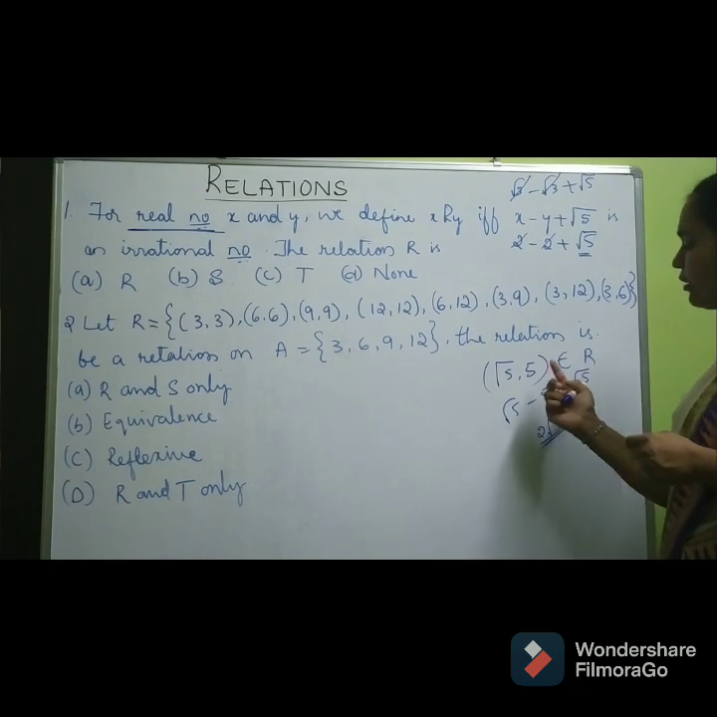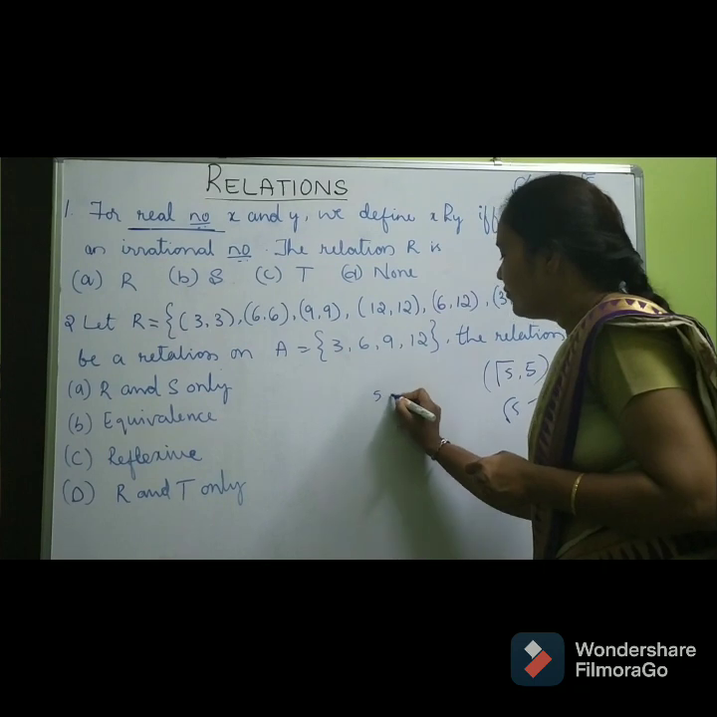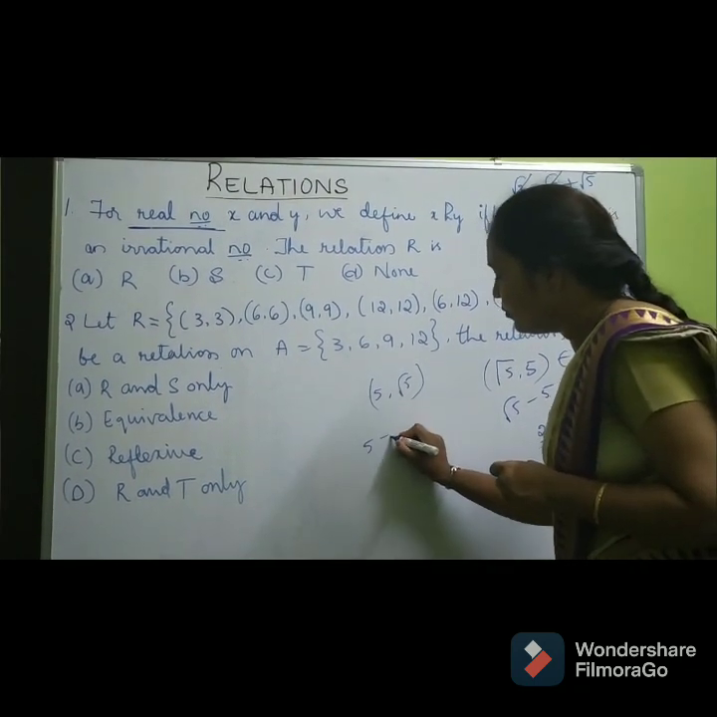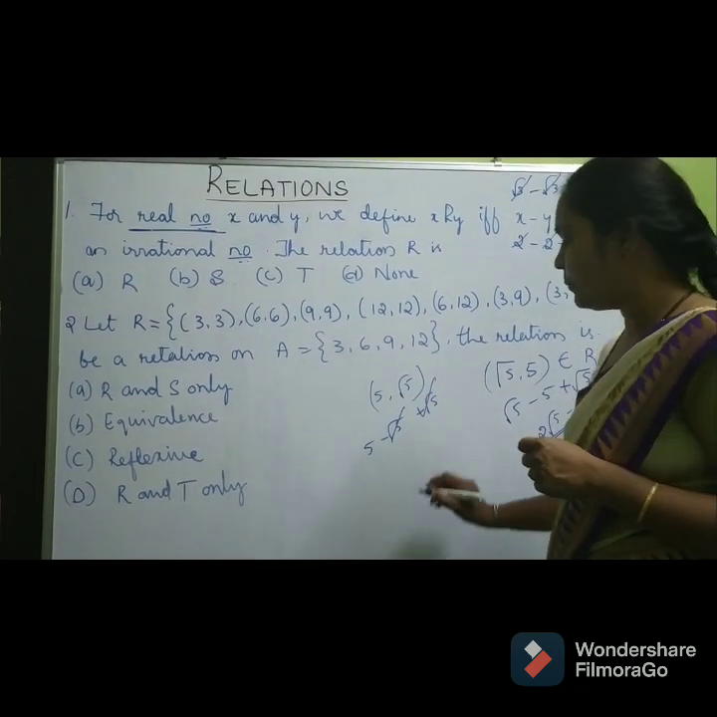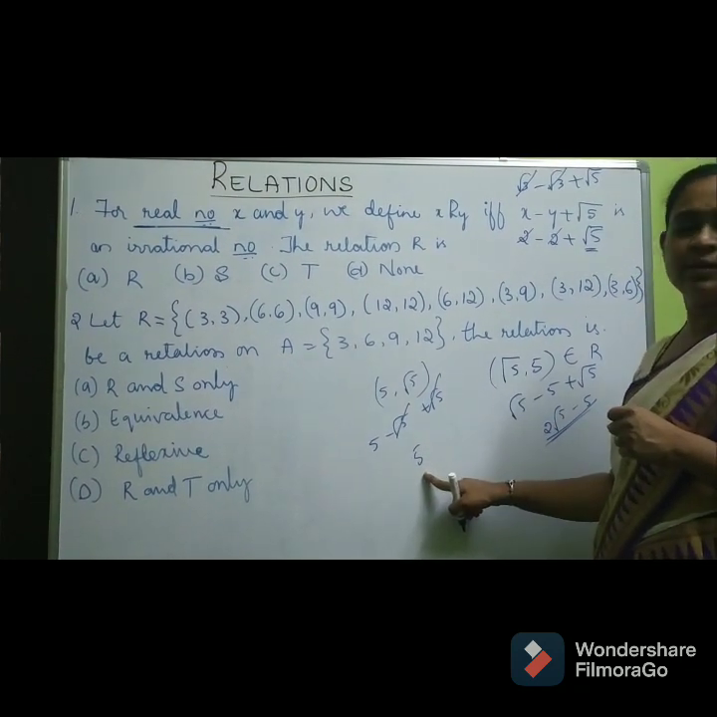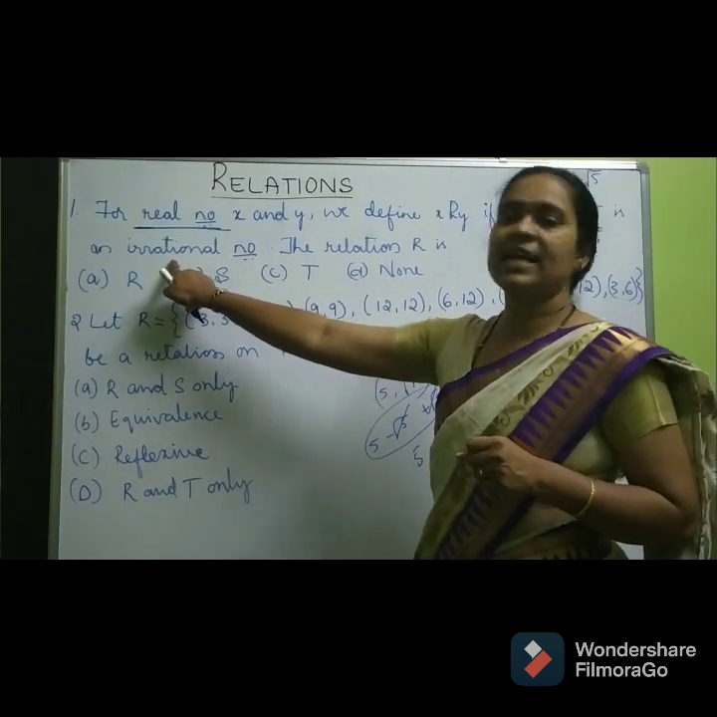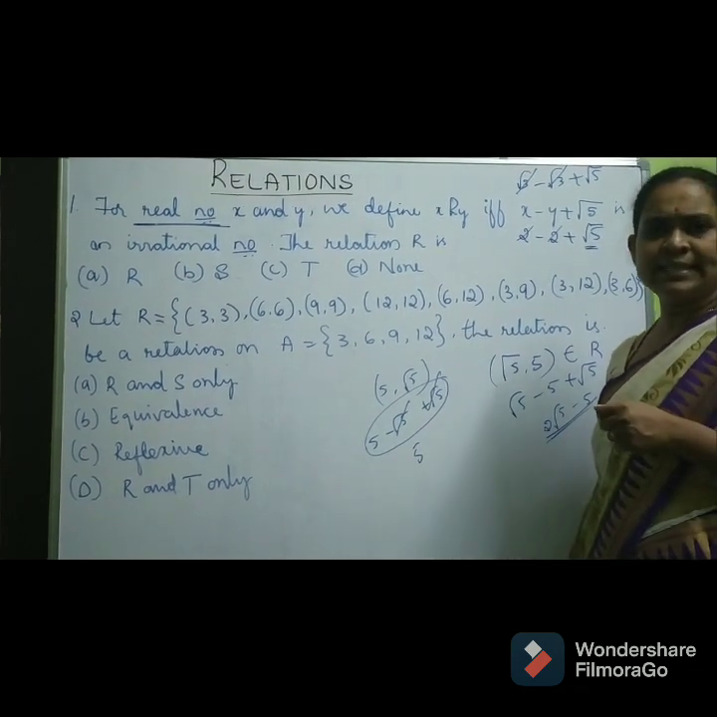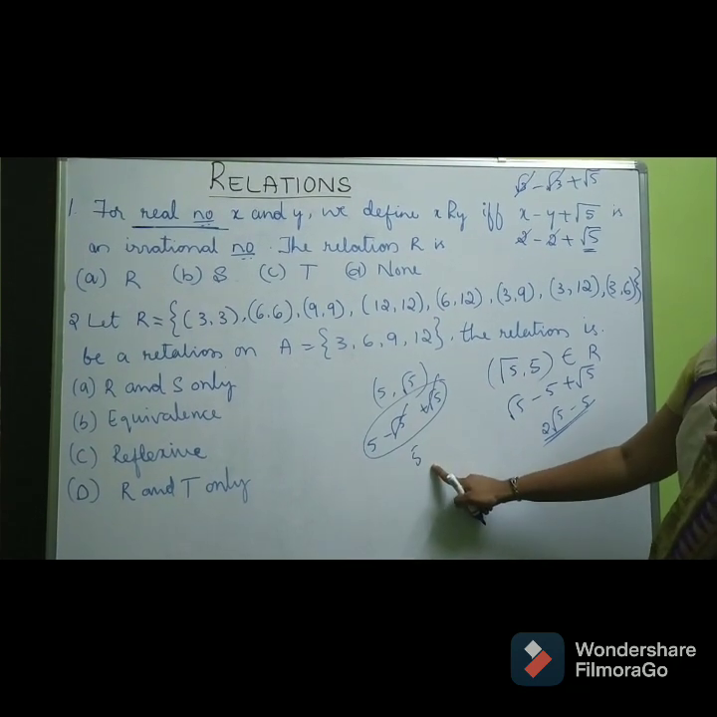Now, symmetric means you have to reverse it. When I reverse it, it becomes (5, root 5), which means 5 minus root 5 plus root 5. Root 5 gets cancelled and 5 remains. 5 is not an irrational number. After applying here, the result must be an irrational number, which it is not. Therefore, it is not symmetric. I hope you are following.